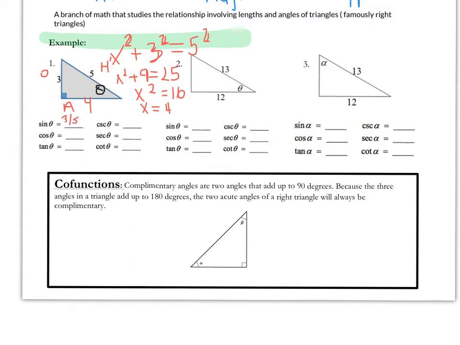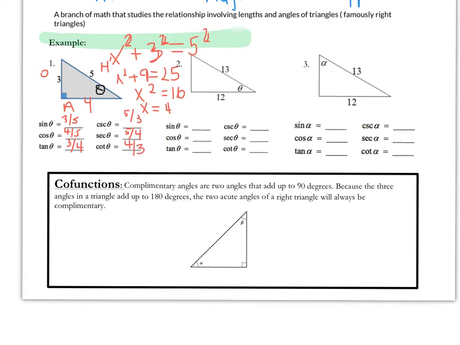If sine is 3 over 5, what's cosecant going to be? 5 over 3. What's cosine? Cosine is adjacent over hypotenuse, which is 4 over 5. So secant is the reciprocal of that, so it will be 5 over 4. Tangent is opposite over adjacent, so 3 over 4. And since cotangent is the reciprocal of tangent, it will be 4 over 3.